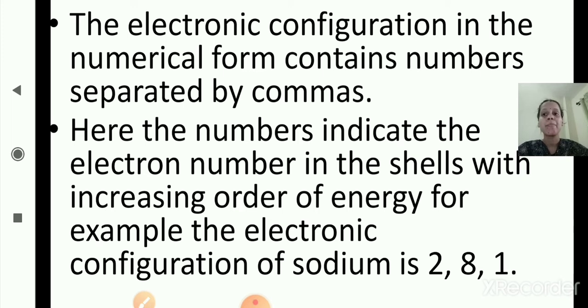For example, the electronic configuration of sodium is 2, 8, 1, right? Because the number of electrons in the sodium atom is 11. So 2 in K shell, 8 in L shell and 1 in M shell. So the electronic configuration, how we are writing? 2, 8, 1.